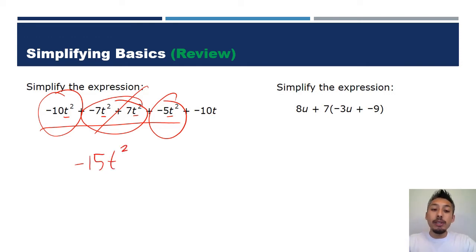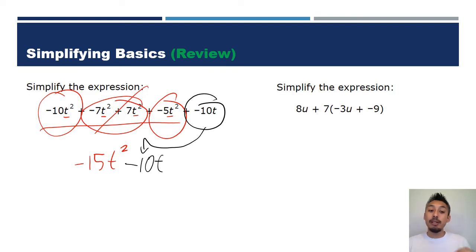And don't forget that we still have a negative 10t that we need to include as part of our answer. So negative 10t. Remember, they both have the same variable, but they do not have the same exponent. So we're done simplifying. There's nothing else we can do. Negative 15t squared minus 10t is our final answer for this problem.